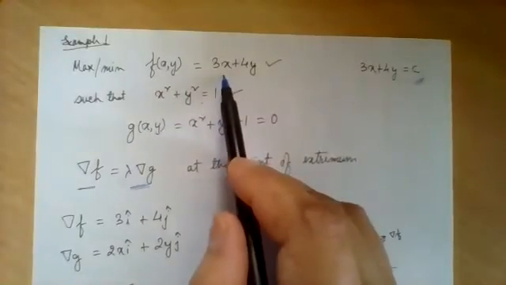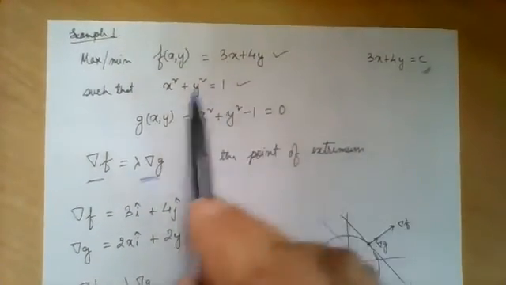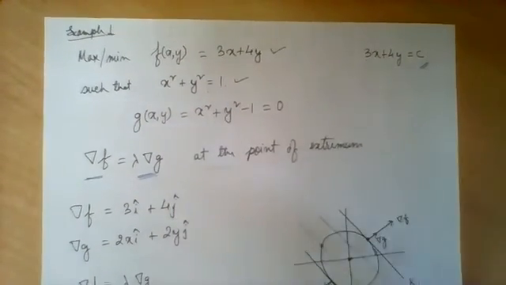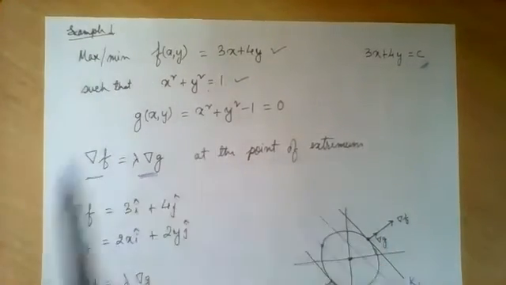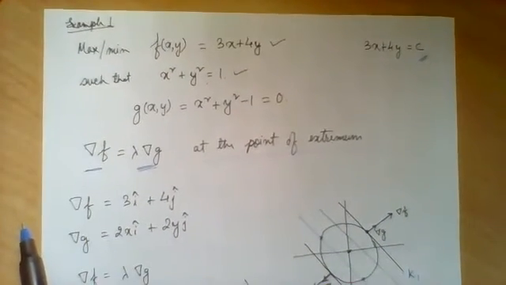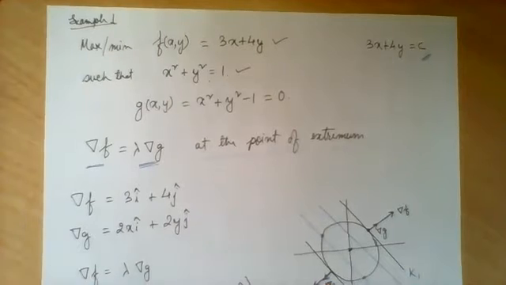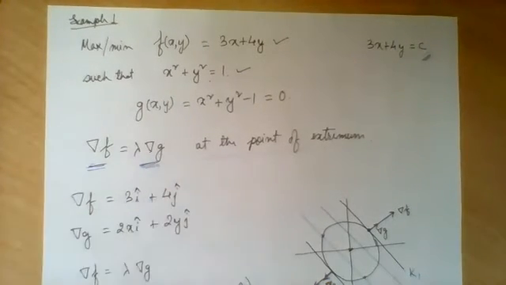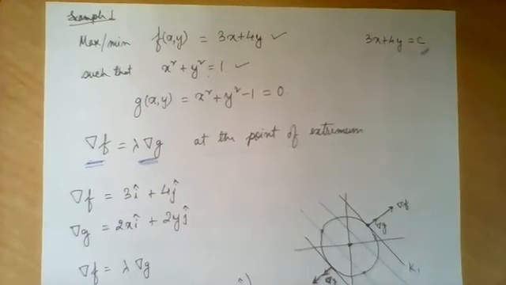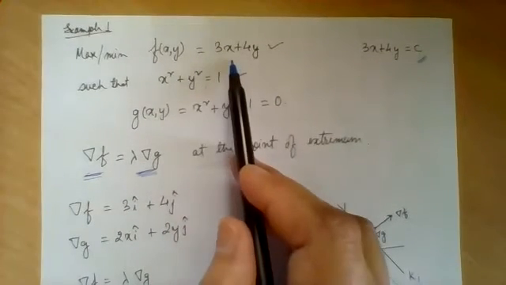So this is the given function. This is the constraint. Find the maximum or minimum value of this function. The condition is that gradient of F should be equal to lambda times the gradient of G. So first, let us calculate the gradient of F.